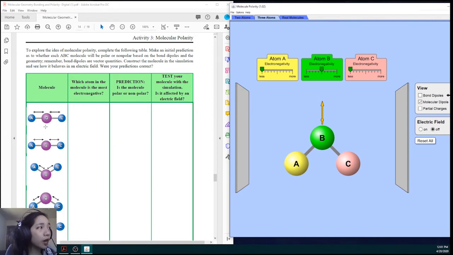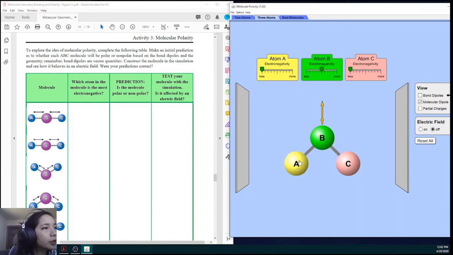Which atom is the most electronegative? It might be multiple of them. So in this first molecule, ABC, the arrow is pointing to the most electronegative element. C should be the most electronegative element. Because in this picture, it's saying A is less electronegative than B. B is the more electronegative element between A and B. And then between B and C, C is more electronegative than B. So in this first molecule, C is the most electronegative.